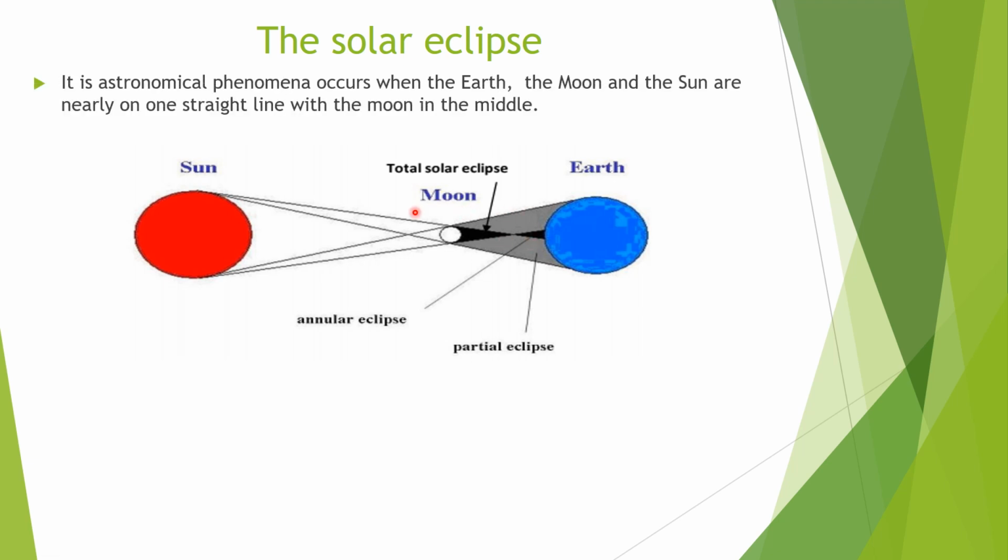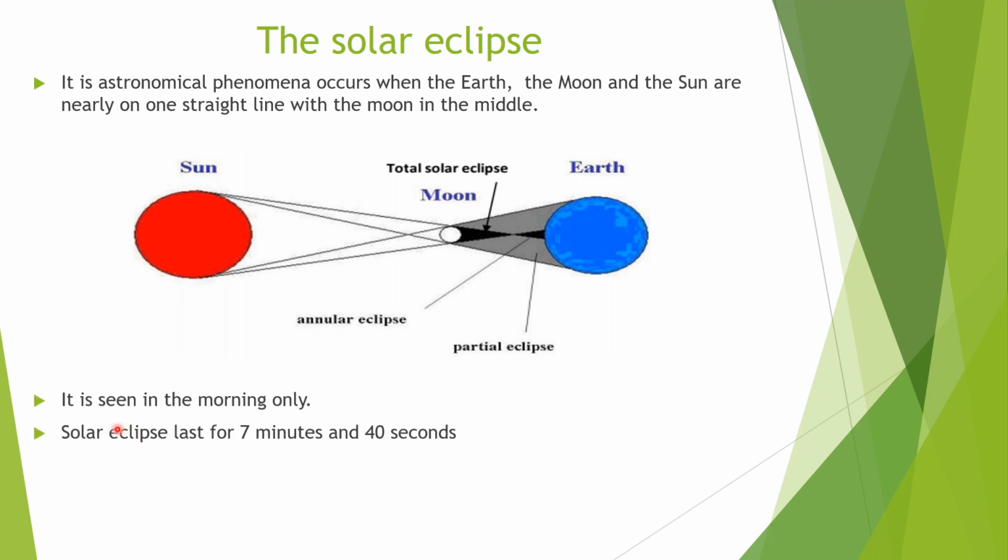So the solar eclipse is an astronomical phenomenon that occurs when the earth, the moon, and the sun are nearly on one straight line, with the moon in the middle.